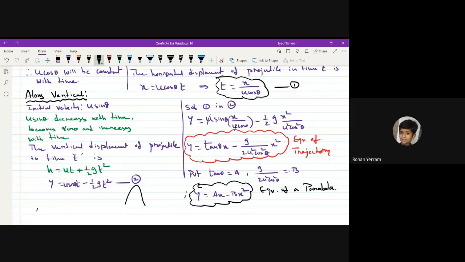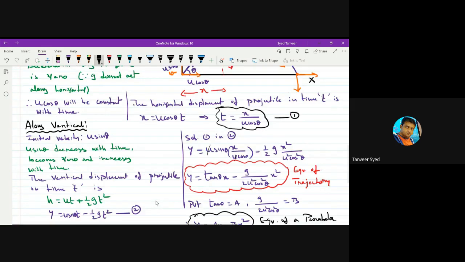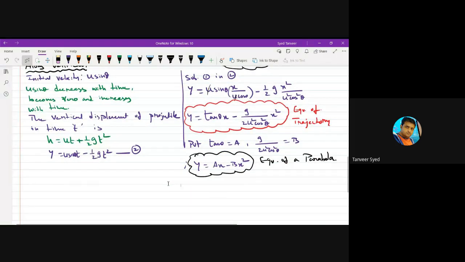Sir, here y means the maximum height, or the height of the point? Vertical displacement at some time t. Okay, sir. X is the point of displacement? X is horizontal direction displacement. Okay. Equation of a parabola. Just how we represent y equal to mx plus c, which is the equation for a straight line, this y equal to ax minus bx square represents a parabola.